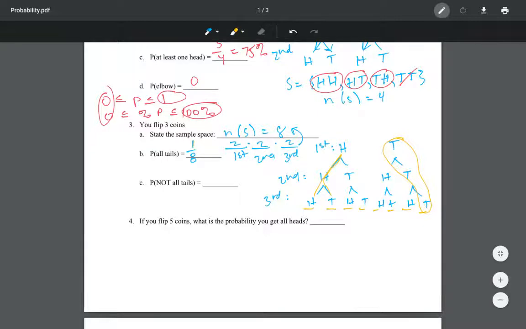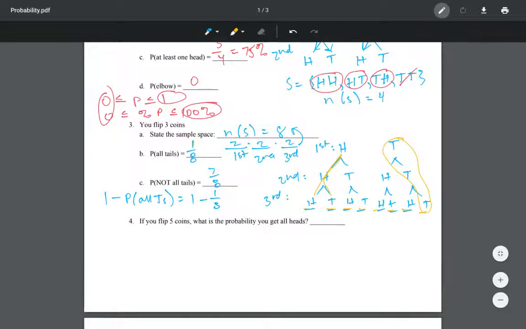What's the probability that they're not all tails? So really, I want everything except the one that I've circled there in yellow. So I can use a complement instead. 1 is the probability of everything, all possible outcomes, minus the probability that I don't want, and that would be all tails. So this is going to be 1 minus 1/8, which would be 7/8. This isn't a bad one to count up, right? You could also count it up.